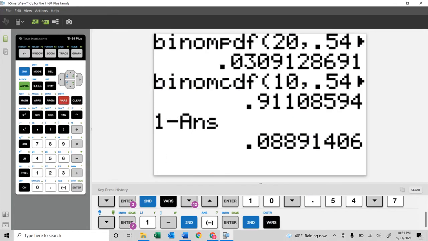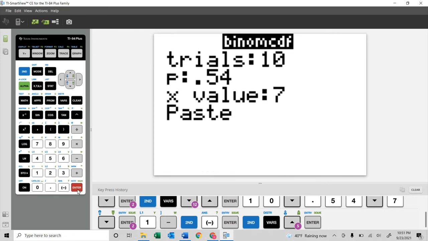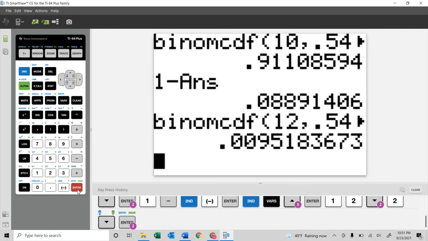So I'm going to go to second VARS again. And I'm going to go to my CDF again. And then I'm going to put in 12, okay, and down here I'm going to put in 2, and now paste. And this, just under 1%, is my actual value of getting fewer than 3, so 0, 1, or 2.